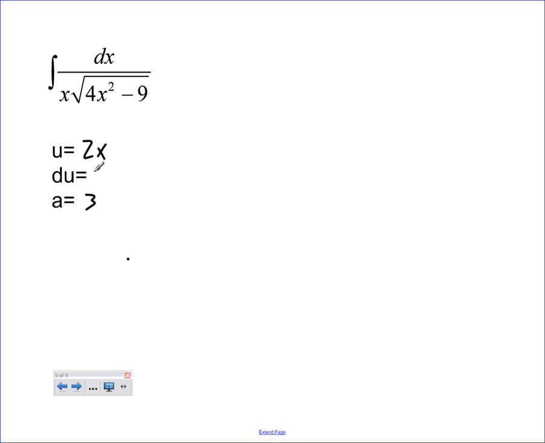And du is just 2 dx. Okay? I don't have a 2, so I'm going to put a 2 in. And here's how I'm going to take the 2 out. I'm going to take the 2 out right there. Reason being, for arcsecant, I want the format to be du over u square root of u squared minus a squared, right?